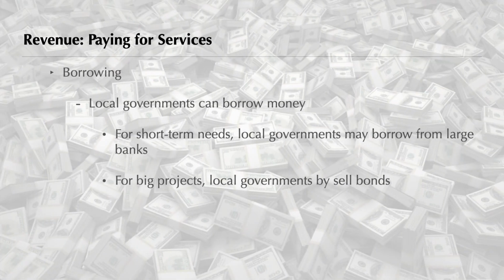When revenue from taxes, fees, and city-owned businesses is not enough to cover their costs, local governments can borrow money. For short-term needs, they may borrow from banks. To pay for big projects, such as school buildings, communities borrow money by selling bonds.